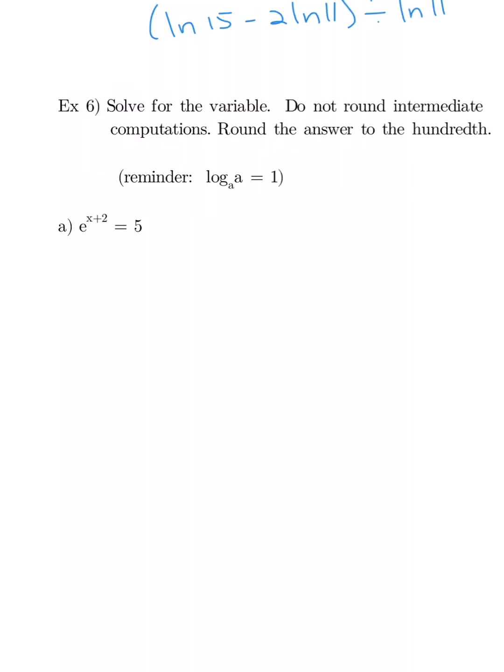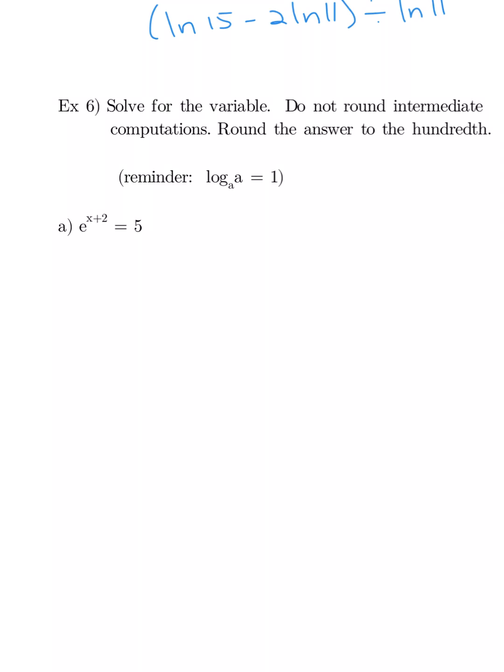These problems have the same instructions of solving for the variable and not rounding intermediate computations, and also rounding to the hundredth. Before we begin these, I want to remind you that we have a logarithm property that says that if you have the log base a of the argument a, if your base and your argument are the same, the answer equals 1.